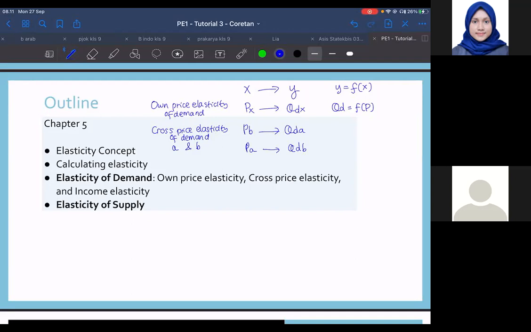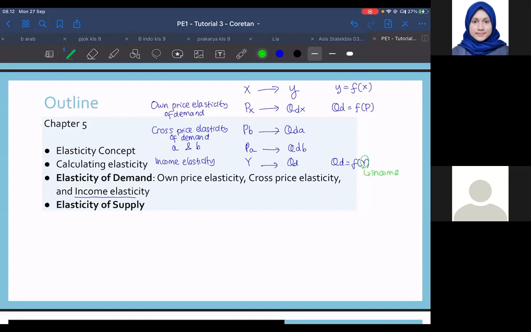Okay, and then for the last is the income elasticity. Here for the income elasticity is the same. The amount of the money you received each month influences the quantity you demand for good X or good A or every goods. Jadi kalau berapa jumlah pendapatan kamu, pasti itu akan mempengaruhi jumlah barang yang kamu minta atau jumlah barang yang kamu konsumsi. Here we have QD is the function of Y or income. Y here is income. Okay, that is the introduction for elasticity materials.